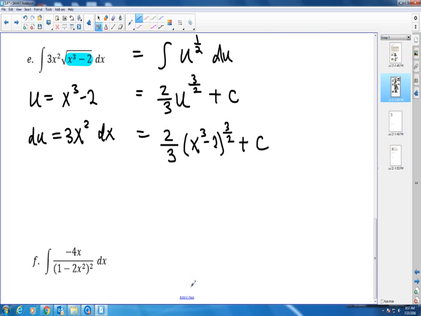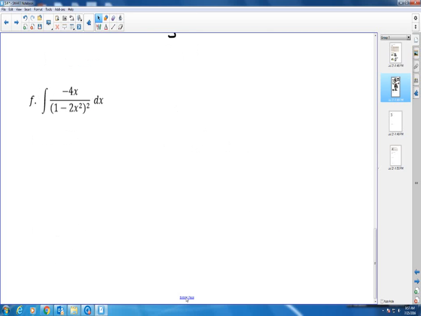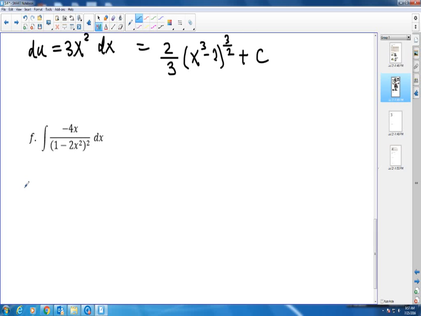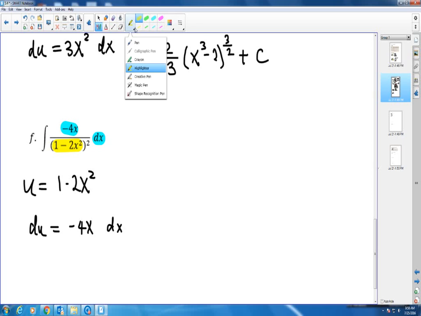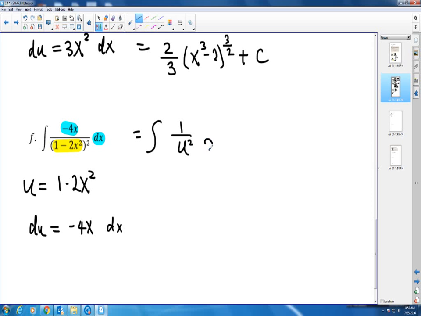All right, take a look at this one. This one is even more complicated. But imagine if I let u equal 1 minus 2x squared, what's inside the parentheses. Then when I take a derivative on both sides, that would be negative 4x dx. So this du part is already covered right here. Inside the parentheses is u, so that's 1 over u squared. So this becomes 1 over u squared du.